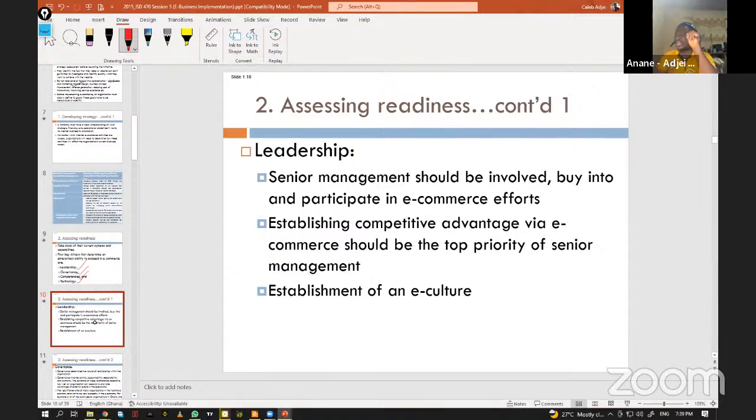And the last issue over here is that there must be an establishment of what we call e-culture, electronic culture. That is, people must be interested in using technology. People must be interested in using the electronic medium. Because if you have people within the organization who are averse to technology, who don't want to have anything to do with technology, then you create a problem.